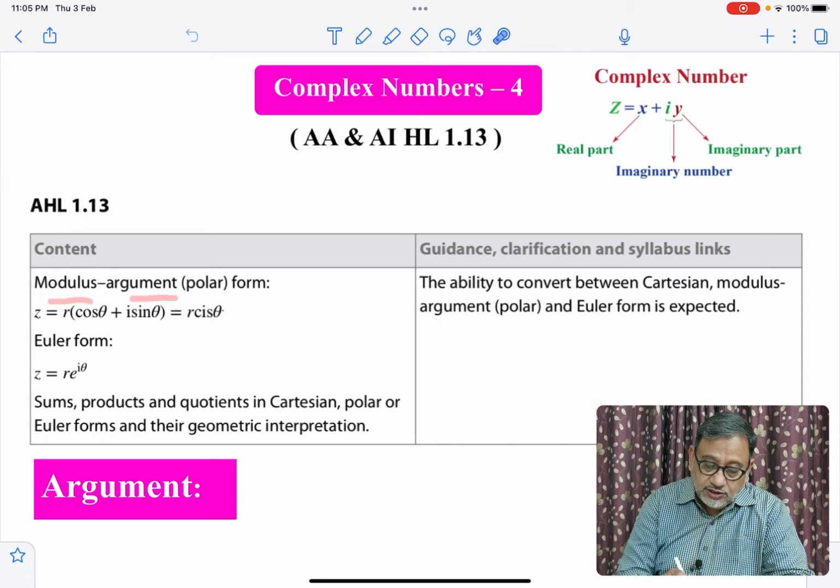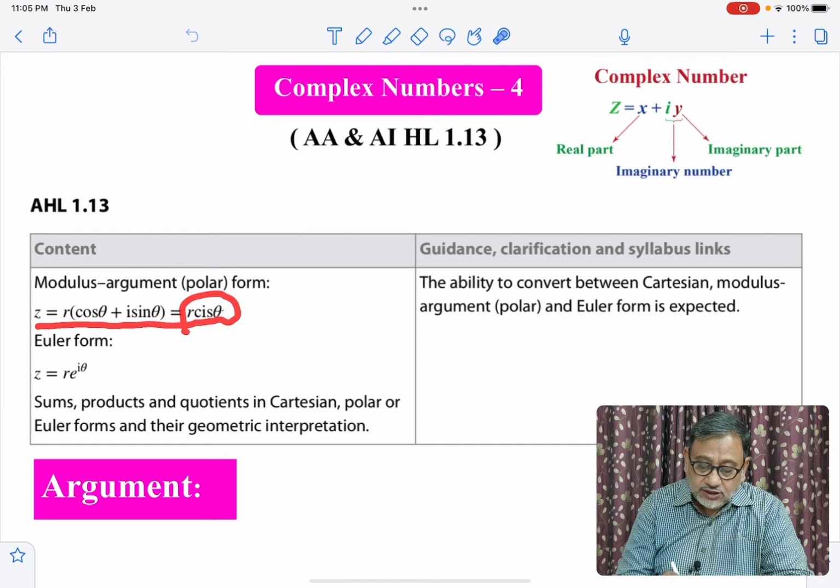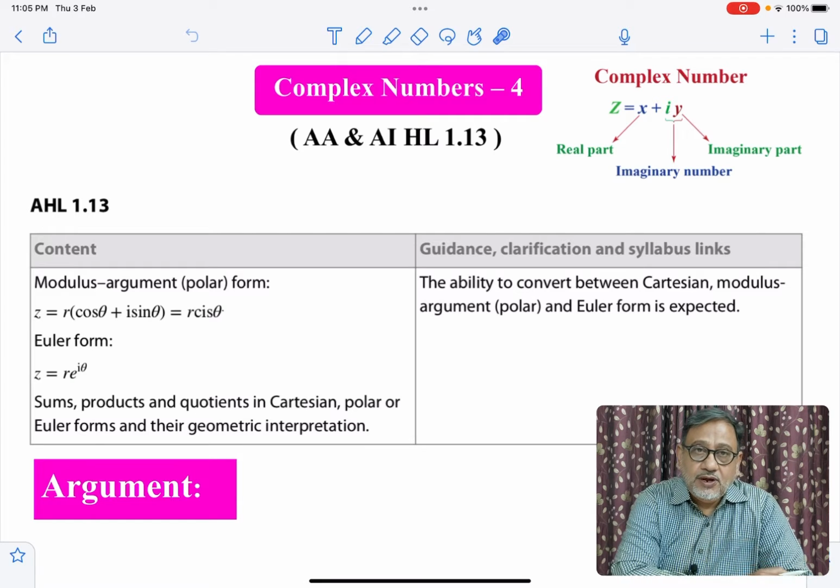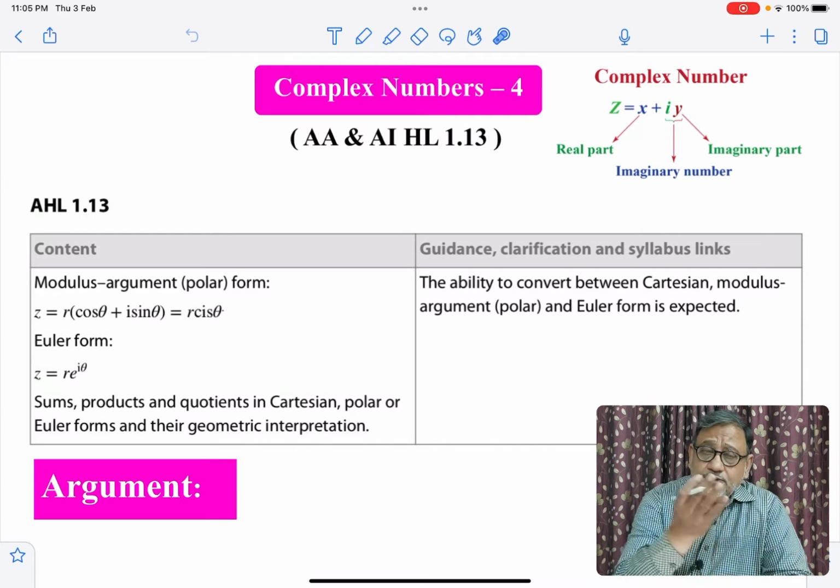We have already seen the polar form, which is z is equal to r cos theta plus i sin theta, which can be written as r cis theta. So still the argument is remaining from that part. I hope you are watching my videos. This is very useful for AA and AI HL 1.13. After we finish this whole chapter, I am going to cover some past paper questions. I hope you all are studying well, right?